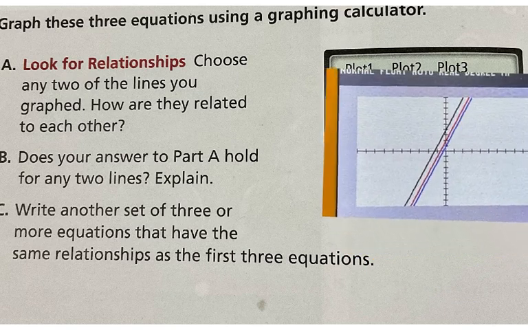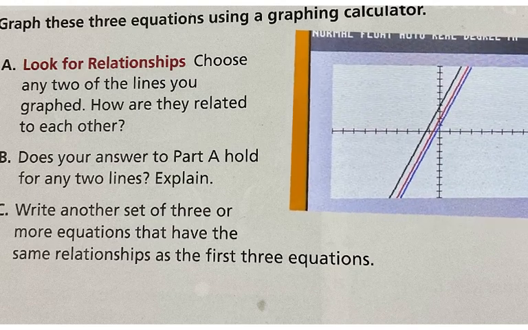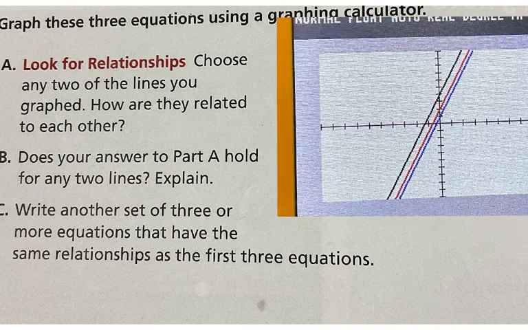So choose any two of the lines, or just all three of these lines. How are they related to each other? What can we say about these lines? We said they all have the same slope. Parallel. Do you guys know what parallel is? Parallel lines. So these three lines are all parallel. That's part A.